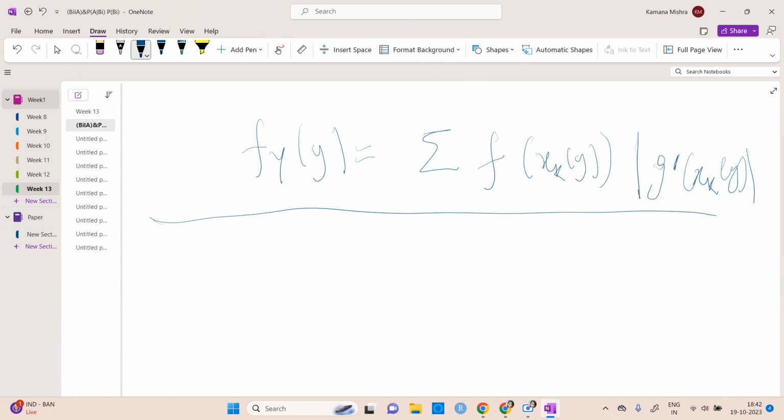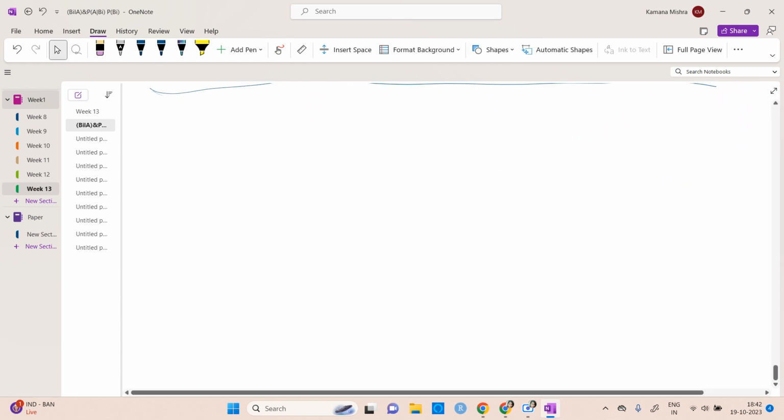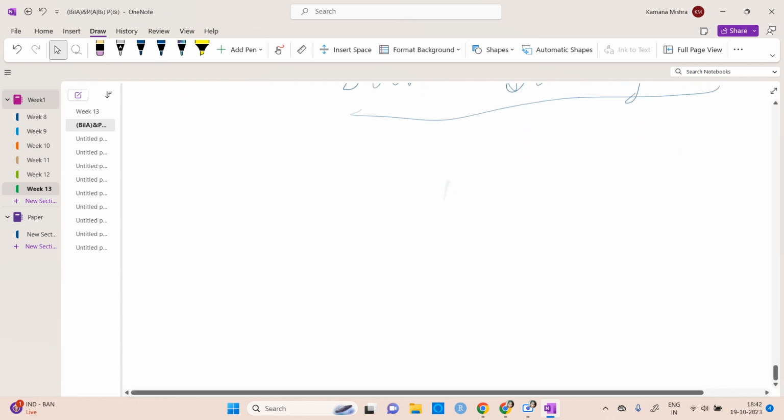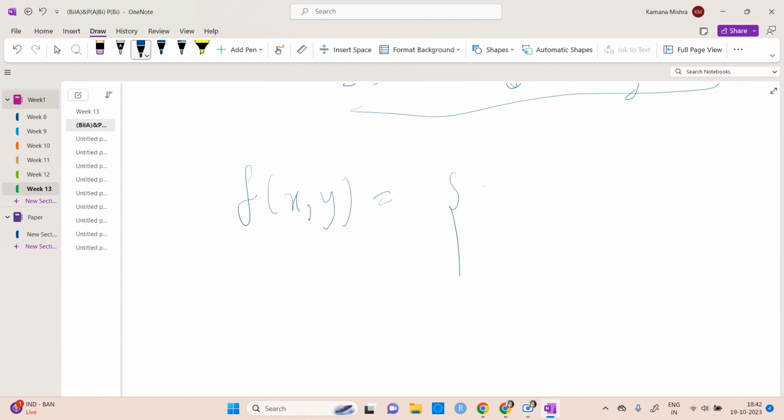I will do one question, and in that, just give your whole attention so that you will understand how we are doing this. So, joint density functions. Let's say I have one given here as f(x,y) = 10xy², for 0 < x < y < 1, and 0 else.